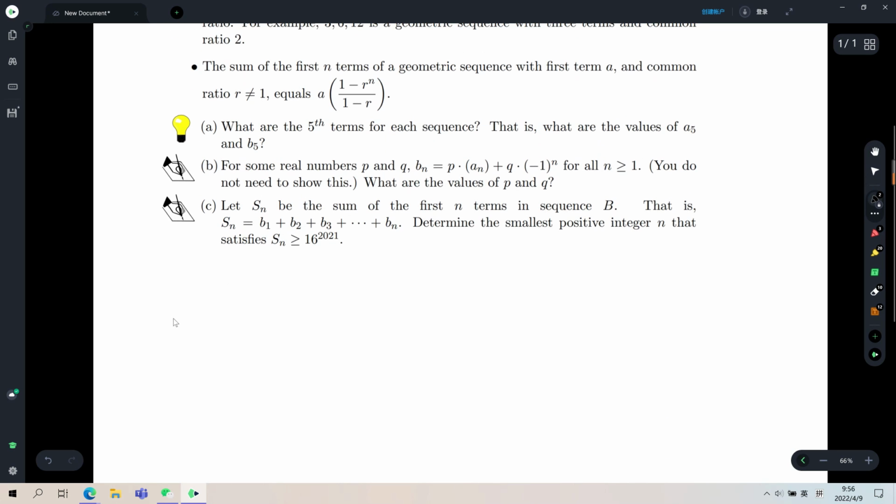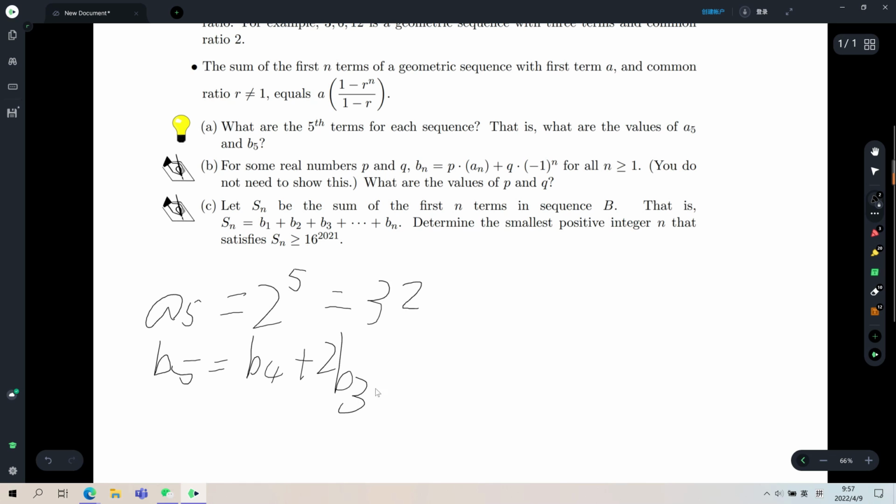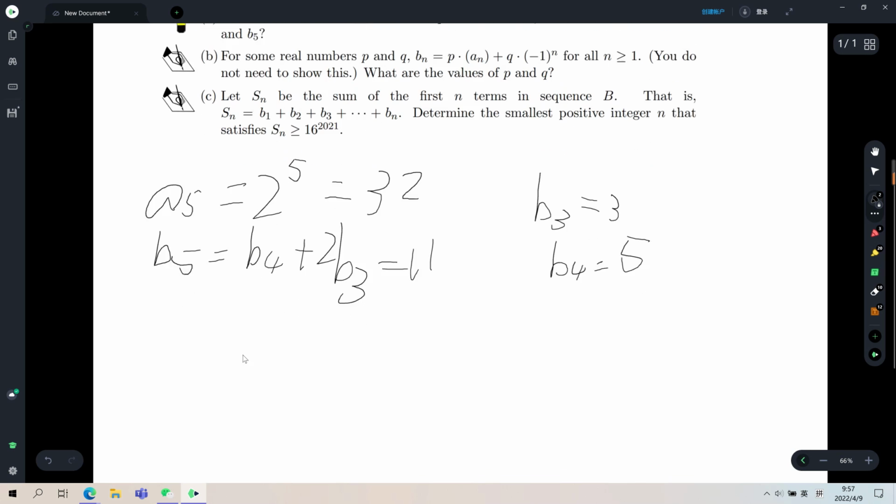So a5 would be 2 to the power 5, which equals 32. And b5 will be equal to b4 plus 2b3. And we know that b3 equals 3 and b4 is equal to 5. So b5 is equal to 11.